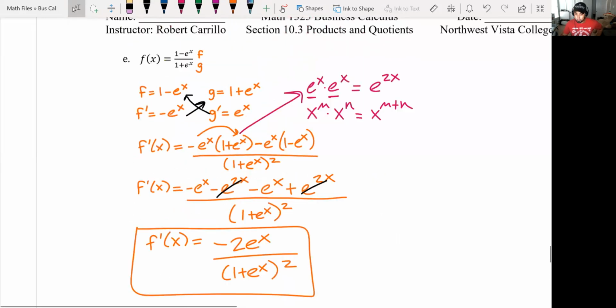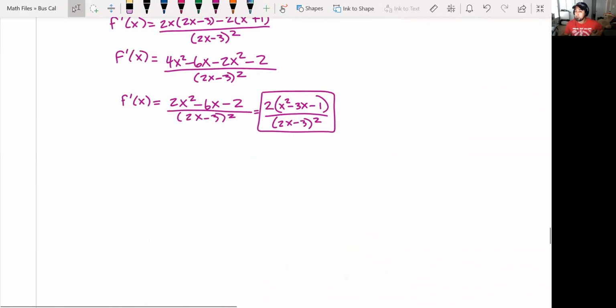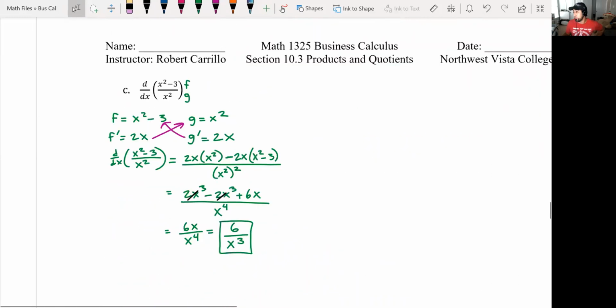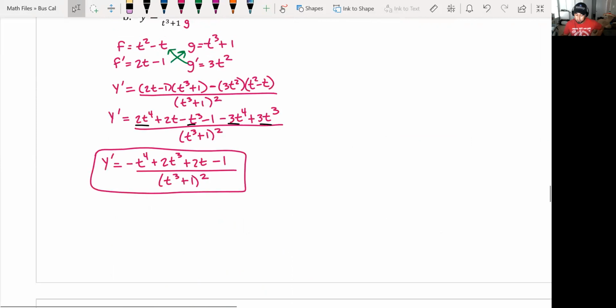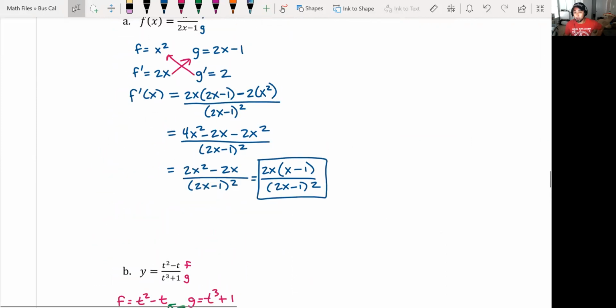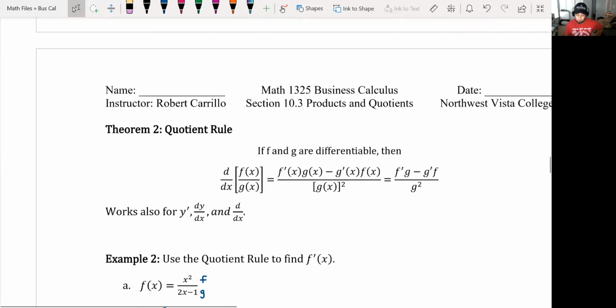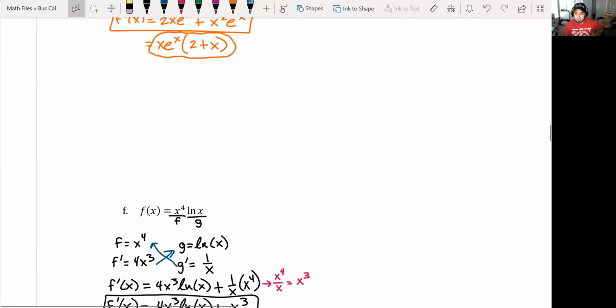And that is it for product and quotient rules. The formula is easy to follow. The calculus is easy. The hard part is just getting down with the algebra.